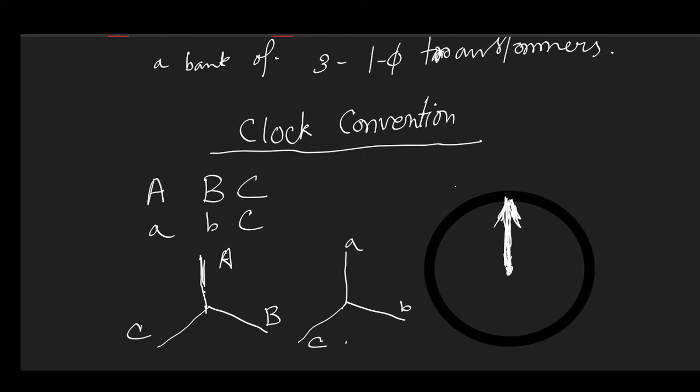Now what are the possible connections we can have? For delta we use D. If it is the high voltage side then capital D, if it is the low voltage side then small d. For star we will use capital Y for high voltage and small y for low voltage. And we have a third type of connection that is known as zigzag. We denote it by Z. If it is on the high voltage side then capital Z, if it is the low voltage side then small z.